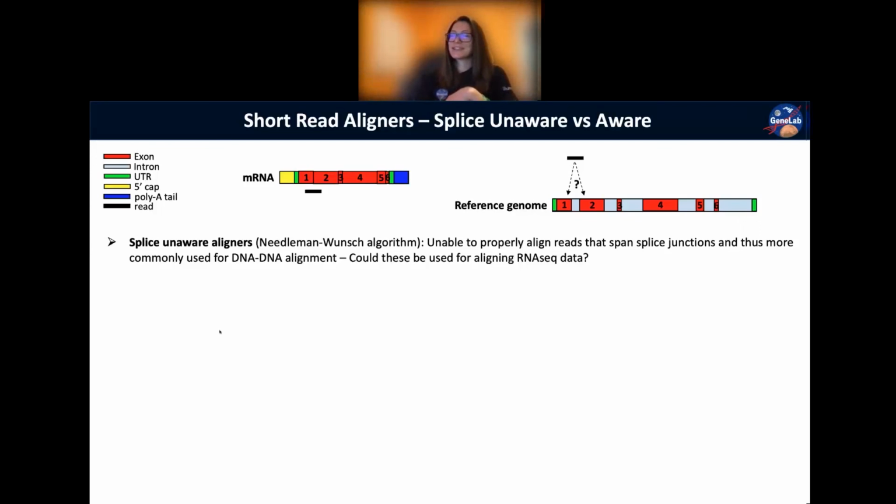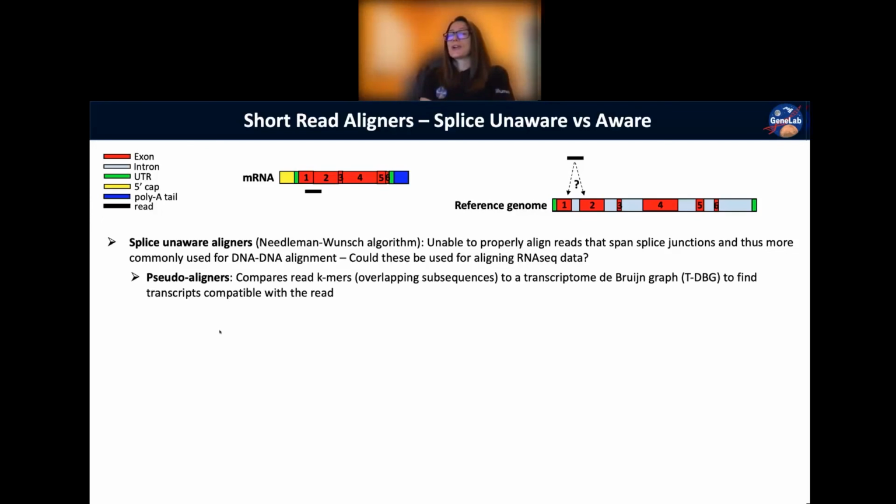Guesses? Could they be used for aligning RNA-seq data? Yes, no, no, yes. If yes, how? If your areas of interest are intergenic, okay, to allow a gap. So remember, splice unaware aligners won't recognize gaps. So if you have references, introns, yes, exactly, Rachel.